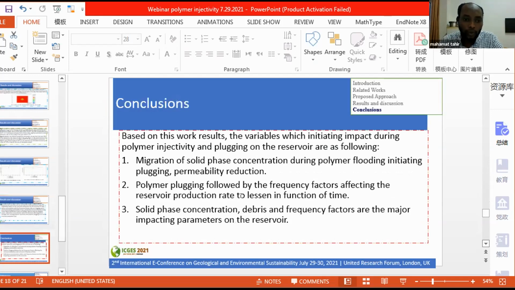So in our conclusion, based on this work's results, the variables initiating impact during the polymer injectivity and plugging in our reservoir are as follows: migration of solid concentration during the polymer flooding, initiating plugging, permeability reduction, polymer plugging followed by the frequency factor, affecting the reservoir production rate to lessen as a function of time. Solid concentration, debris, and frequency factor are the major impacting factors on the reservoir.